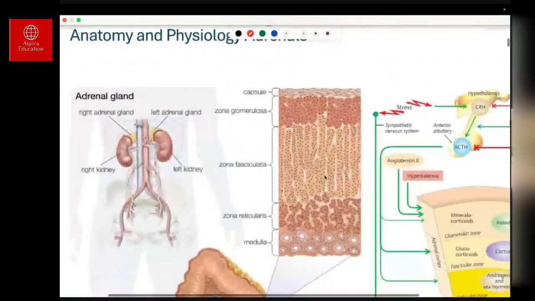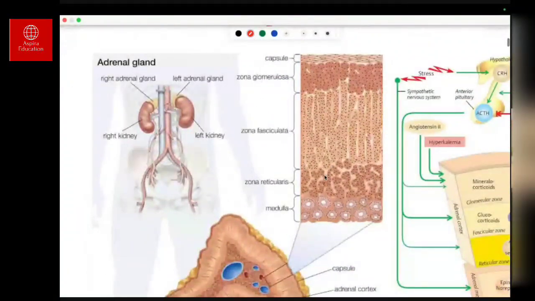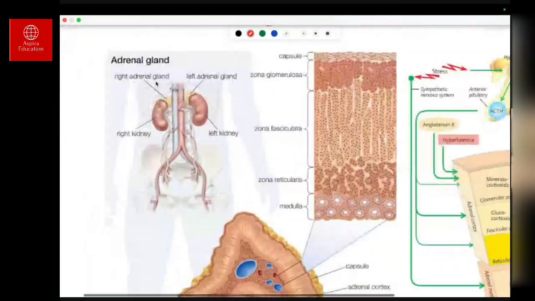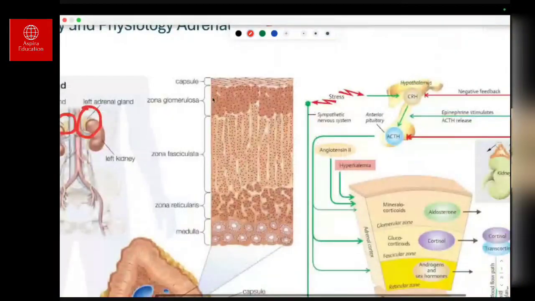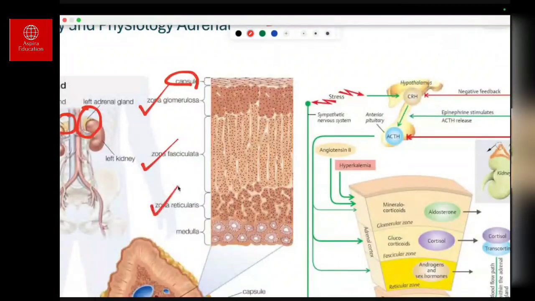Now we will go on to the anatomy and physiology of the adrenal glands. We all know there is a right adrenal gland and a left adrenal gland situated on the upper part of the kidney, a pyramidal-shaped gland. Okay, and if you take the histology, it has three parts. It is protected by a capsule, and beneath there are three layers: the zona glomerulosa, the zona fasciculata, and the zona reticularis. And the innermost part is called the medulla. Okay, the best mnemonic to remember this is GFR.